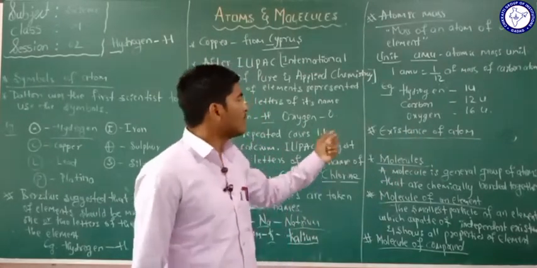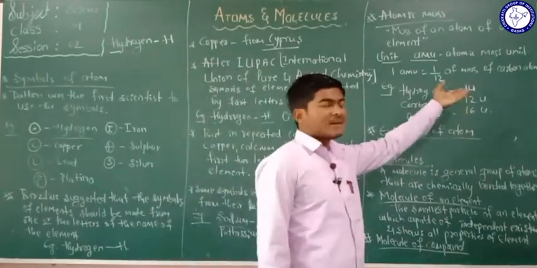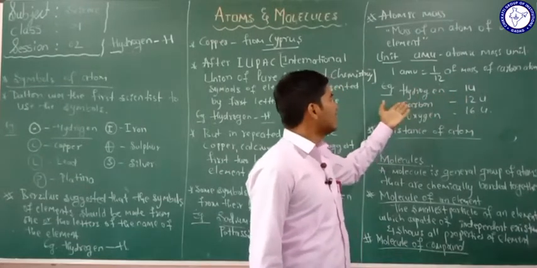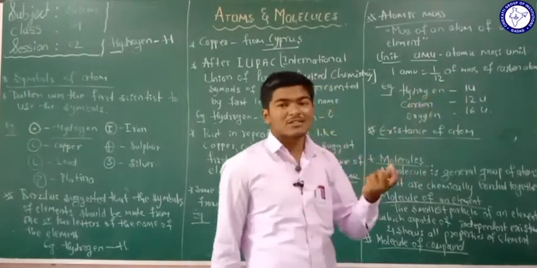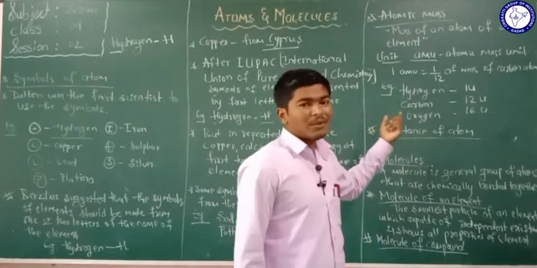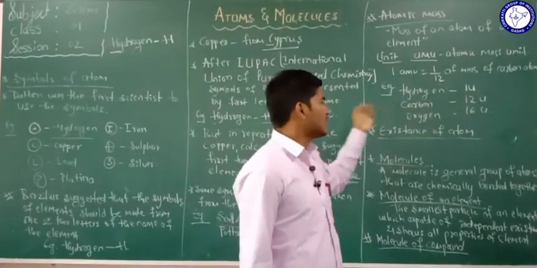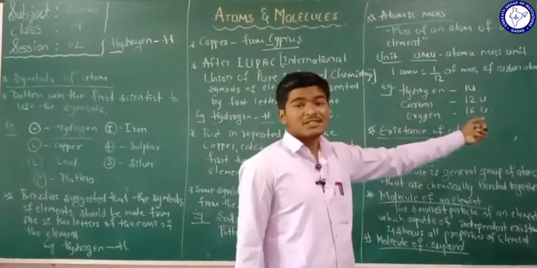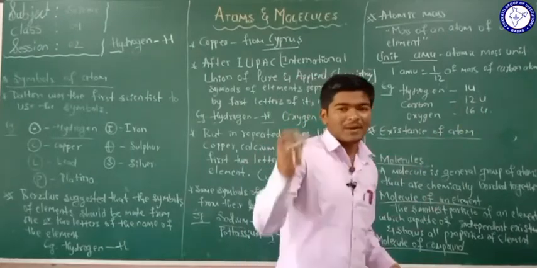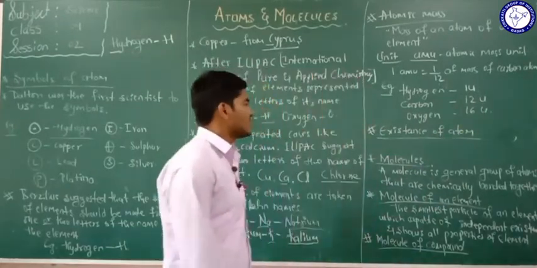So you have to remember the atomic masses of some of the elements. Here I am considering hydrogen: the atomic mass of hydrogen is 1 unit. The atomic mass of carbon is 12 units. The atomic mass of oxygen is 16 units. So you have to remember the atomic masses of some of the elements.